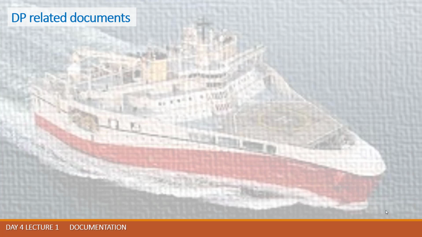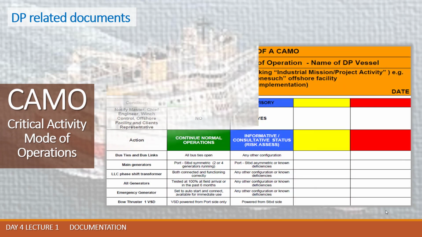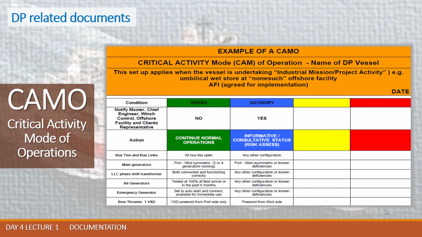In this presentation I also want to show you an example of a CAMO. As you see, it is also a tabulated procedure, and we have three columns here. In one column we have the condition, about which the master, chief engineer, winch control, offshore facility and client representative must all be informed.